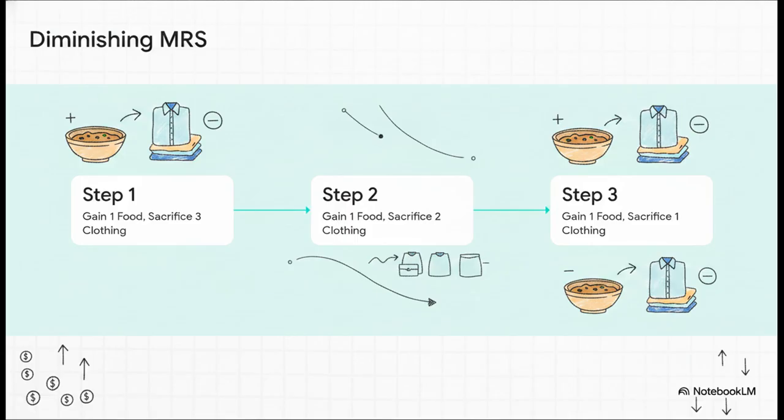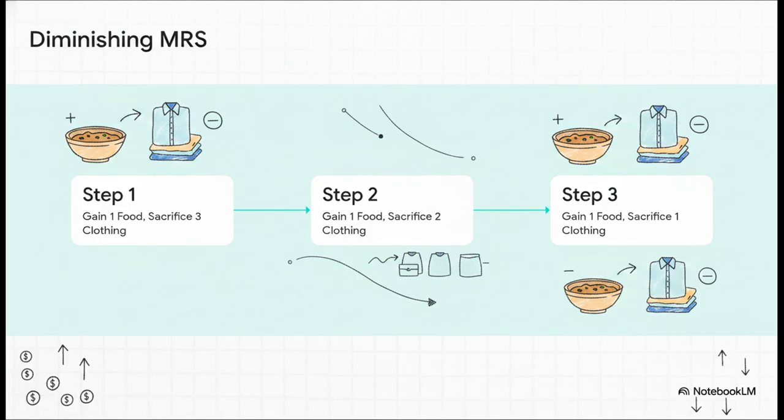So in step 1, to go from combination A to B and snag that 1 extra unit of food, the consumer willingly sacrifices 3 units of clothing. That's a 1-to-3 ratio. Then in step 2, to get another single unit of food, they only sacrifice 2 units of clothing, so a 1-to-2 ratio. And by step 3, to get that 4th unit of food, they only give up 1 unit of clothing, which is a 1-to-1 ratio. Basically, the consumer is sacrificing clothing in a continuously diminishing ratio.